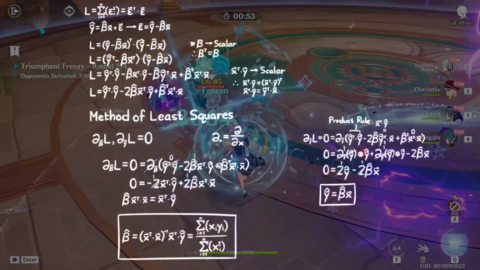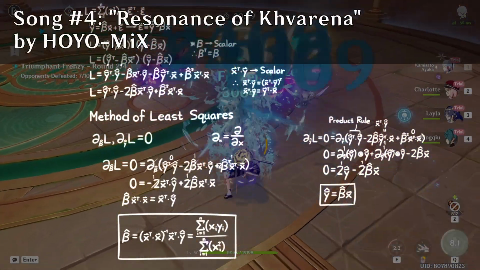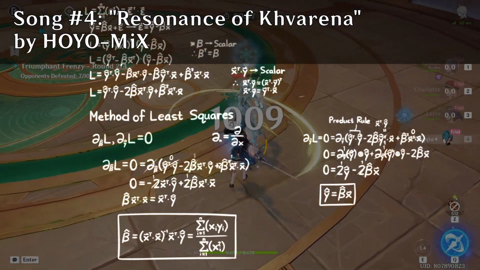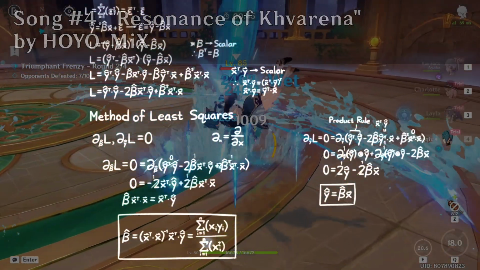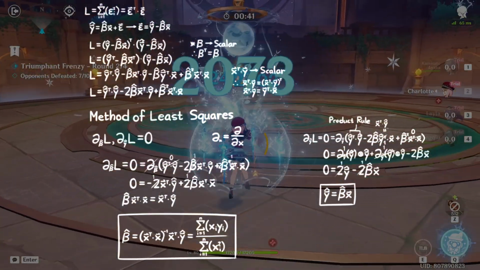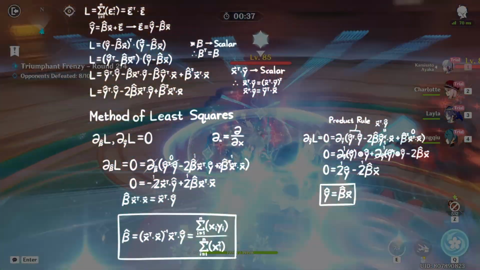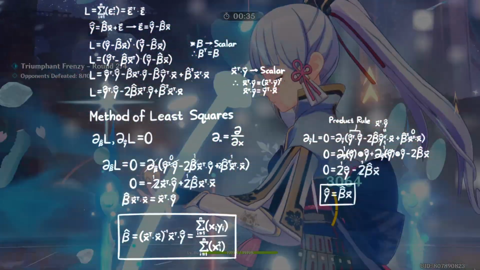From the least squares method, we can see that the estimators with the minimum error for beta and y are the following. Beta hat is equal to the inverse of x transpose times x multiplied by x transpose times y. Then y hat is equal to beta hat times x.